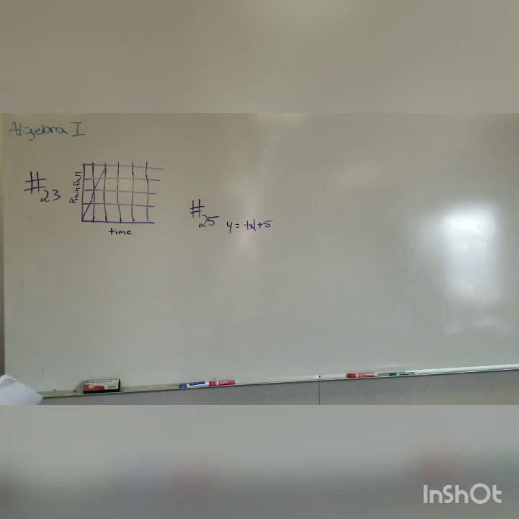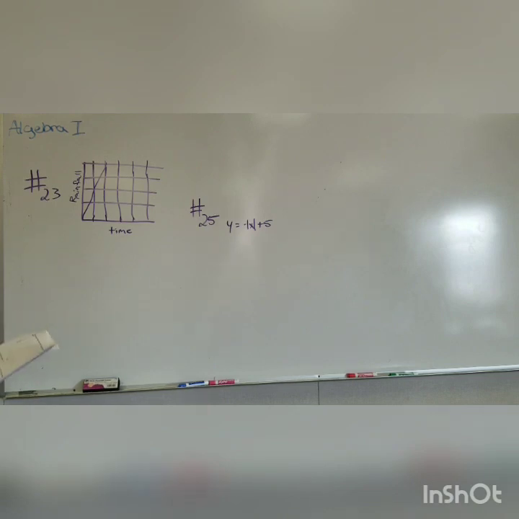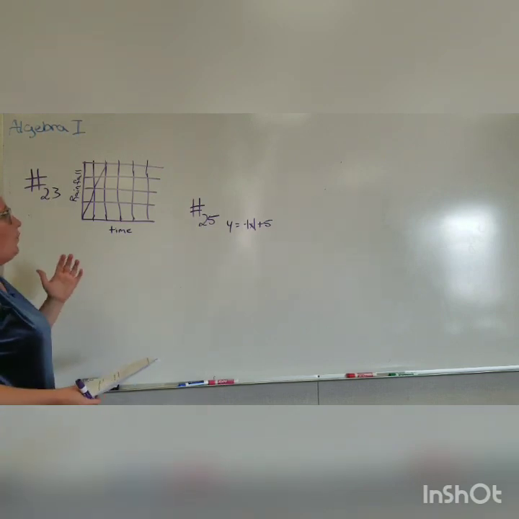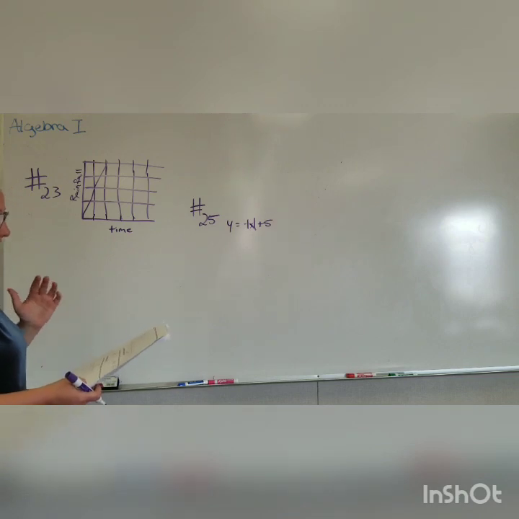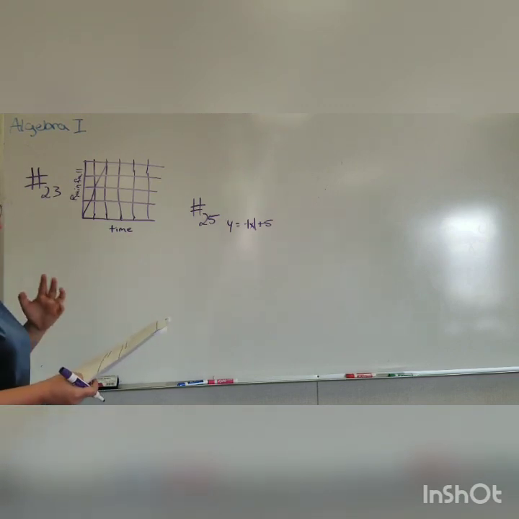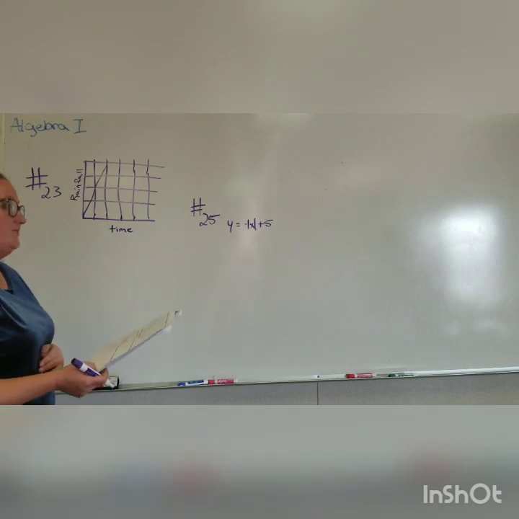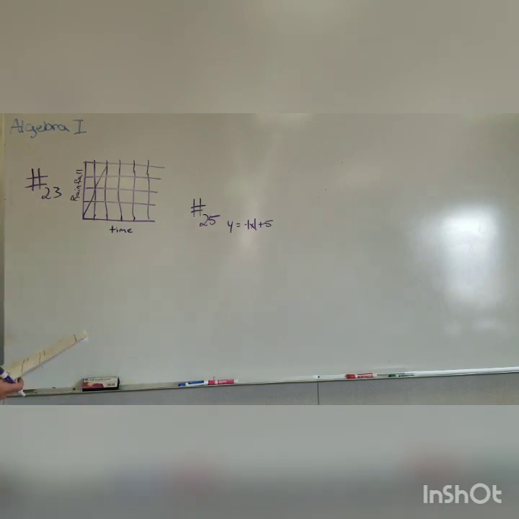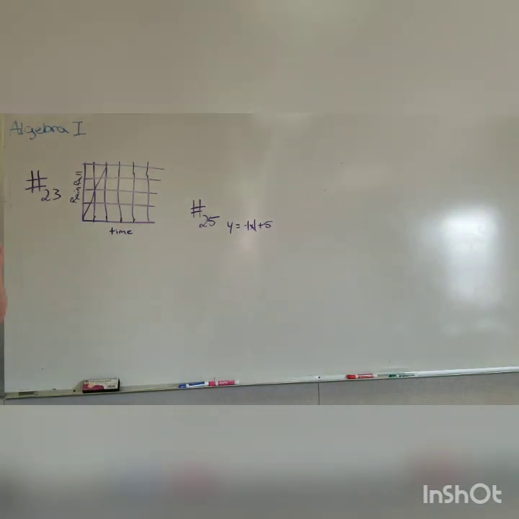All right, problem number 25. We covered this a little bit at the beginning of the study guide. They want you, on a separate piece of graph paper, to graph y = -|x| + 5. All right, so we talked about this a little bit at the beginning of the study guide.